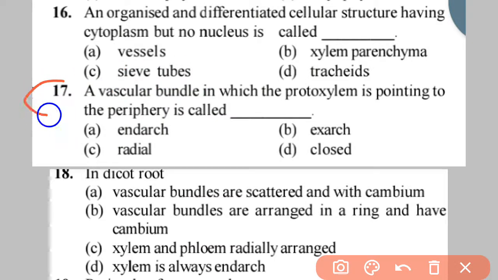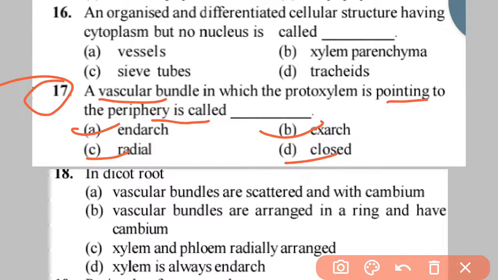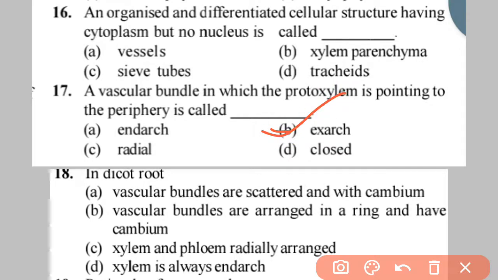Next question. Question number 17. In question number 17, a vascular bundle in which protoxylem is pointing to the periphery is called. So it is basically found in which? Endarch, exarch, radial, or closed. So it is basically found in exarch. Okay, so option B is correct. In exarch, protoxylem is basically found at the periphery. Okay, so option B is correct.